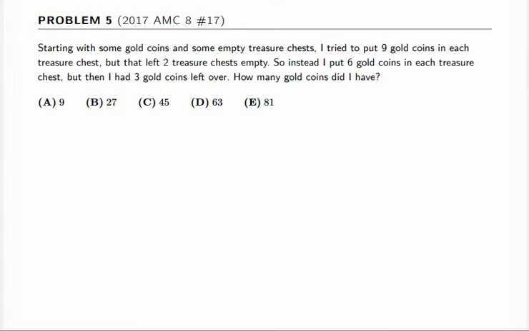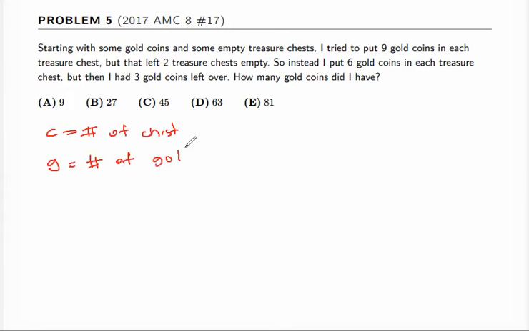What we can do, I will try two different ways, and if you have something else, please let us know. The first thing, I'm going to make an equation. We don't know the number of gold coins. We don't know the number of chests either. So I'm going to call the number of chests C, and let's say G is the number of coins.